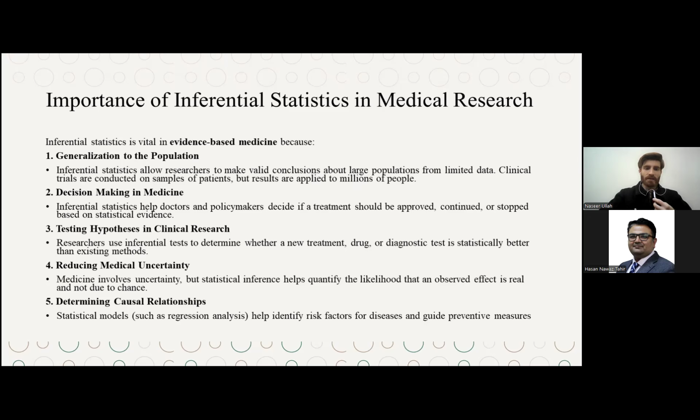Testing hypotheses in clinical research. Researchers use inferential tests to determine whether a new treatment, drug, or diagnostic test is statistically better than existing methods or not. Reducing medical uncertainties. Medicine involves uncertainties, but statistical inference helps quantify the likelihood that an observed effect is real and not due to chance. Determining causal relationships. Statistical models help identify risk factors for diseases and guide preventive measures.